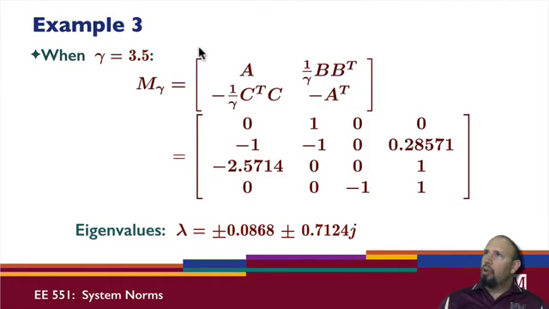So let's look at the Hamiltonian matrix when we use 3.5, which is above. So we plug it in. Here's our Hamiltonian matrix. We plug in our A, B, C matrices and gamma, and this is the matrix that we get. Check the eigenvalues for this, and these are the eigenvalues. Notice that there are 4 of them. Remember, this is a 4x4 matrix. There are 4 eigenvalues. Remember, it's symmetric with respect to the real and imaginary axis. That's why we have plus and minus real part, plus and minus imaginary part. So we have all 4 combinations. I can see that the real part is not 0. So that means this gamma is an upper bound.